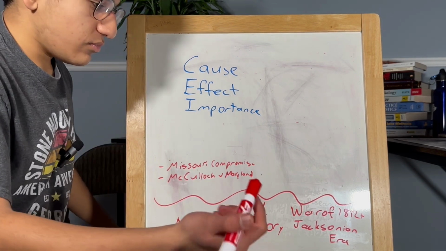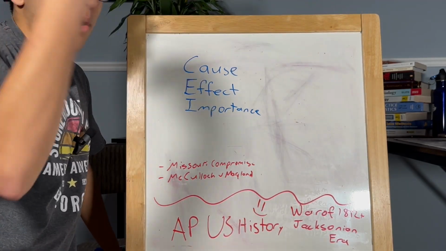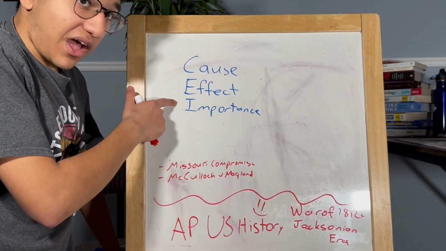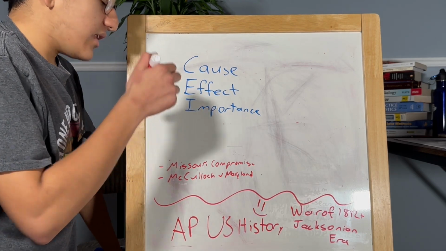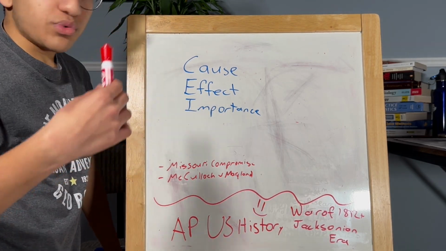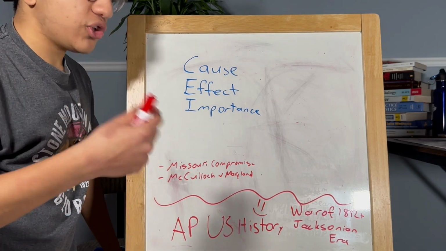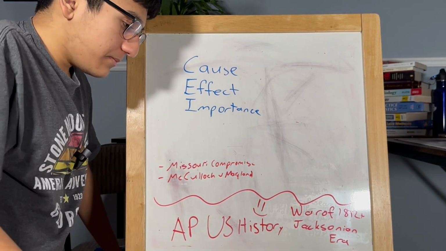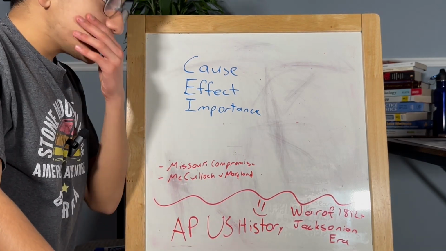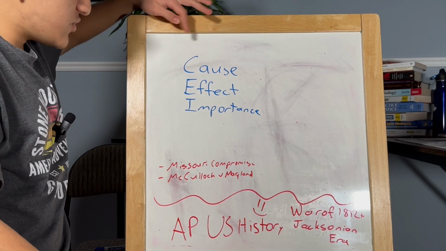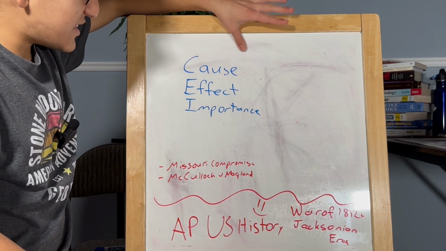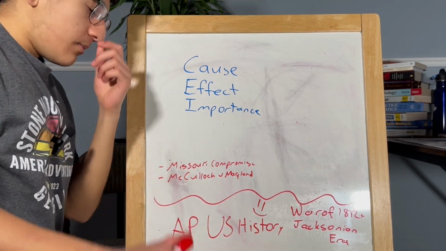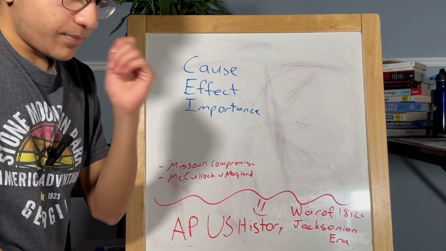Then the Tallmadge Amendment was proposed. It was passed in the House, but the Senate turned it down, which signified that the country was divided upon the peculiar institution of slavery. So that was the cause: they wanted to maintain balance, and the Tallmadge Amendment came out.